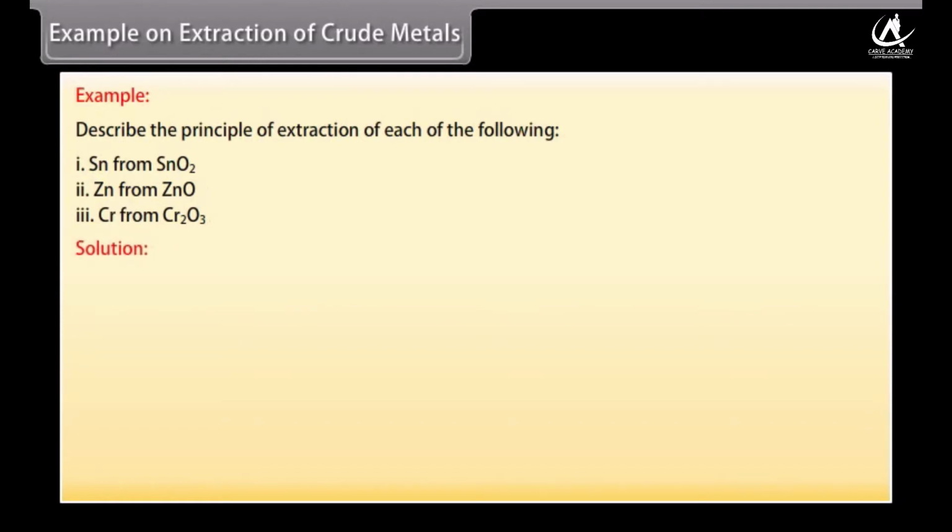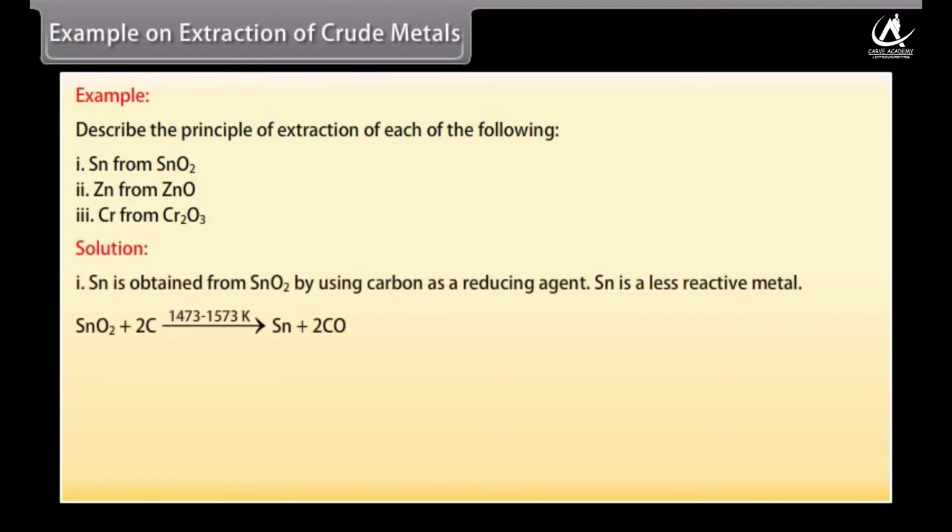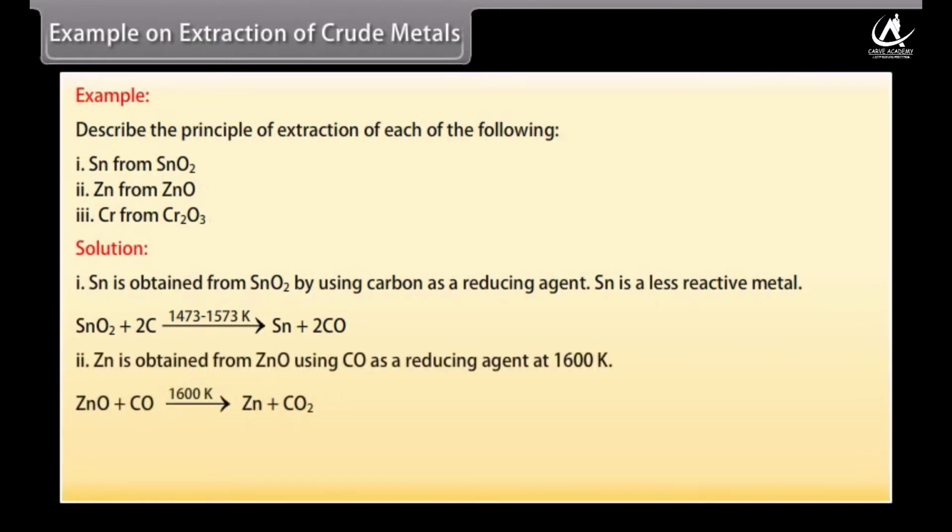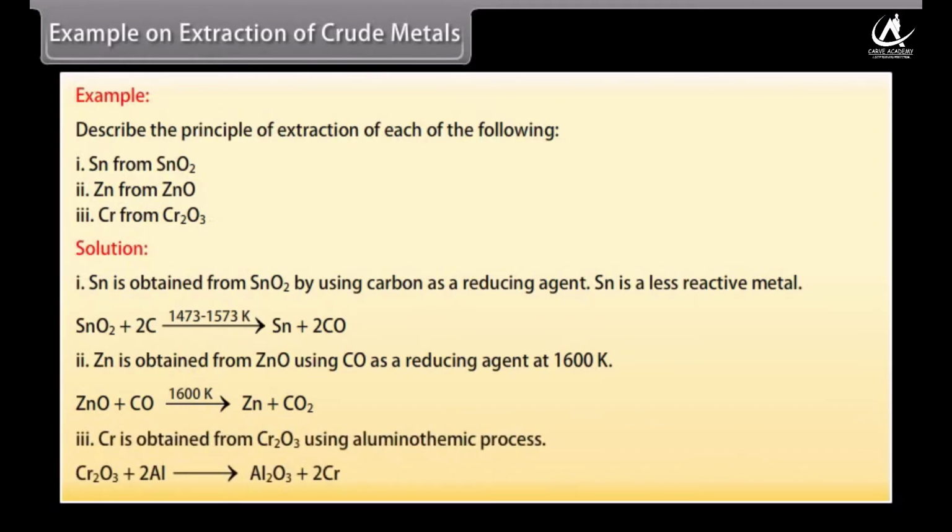Let's see the solution. Sn is obtained from SnO2 by using carbon as a reducing agent. Sn is a less reactive metal. Zn is obtained from ZnO using CO as a reducing agent at 1600 Kelvin. Cr is obtained from Cr2O3 using aluminothermic process.